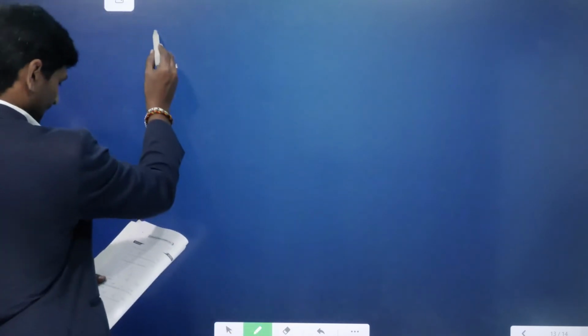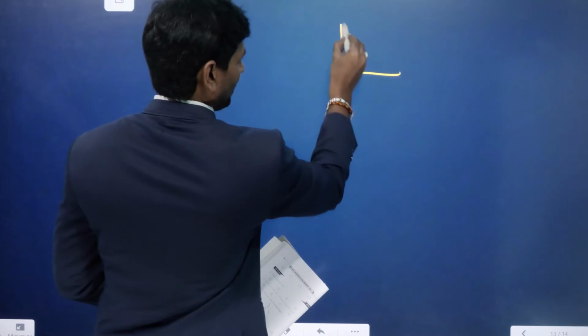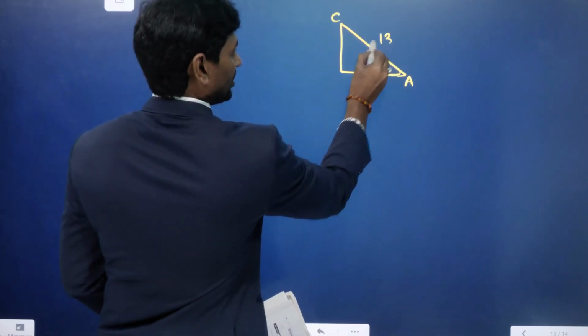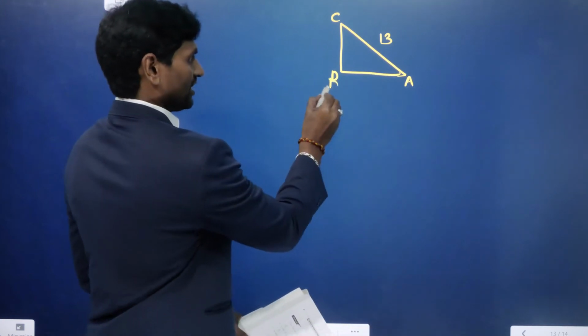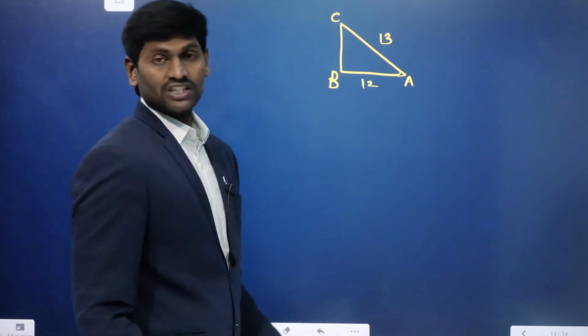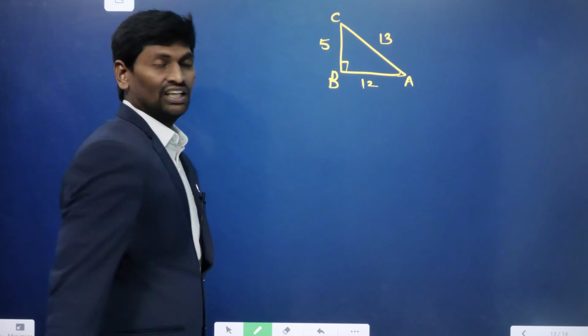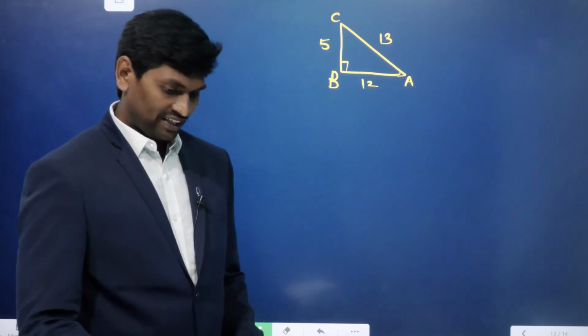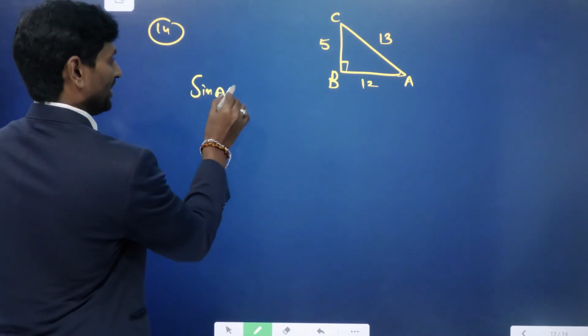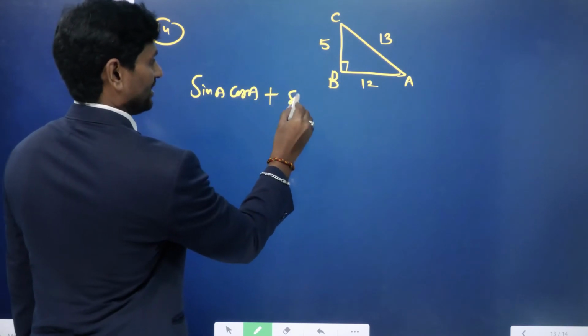So in a triangle ABC, the AB value, BC value, AC all are given. So according to the diagram, let us try to draw the right angle triangle. We need to take what is the highest value among the sides? 13. That means 13 is AC. AC value 13. Here you should take B. The ABC triangle is given now. Still AB value is 12 and BC value is 5. That means right angle at B. Now we need to find sin A cos A plus sin C cos C. Both sides we should use. Sin A cos A plus sin C cos C.